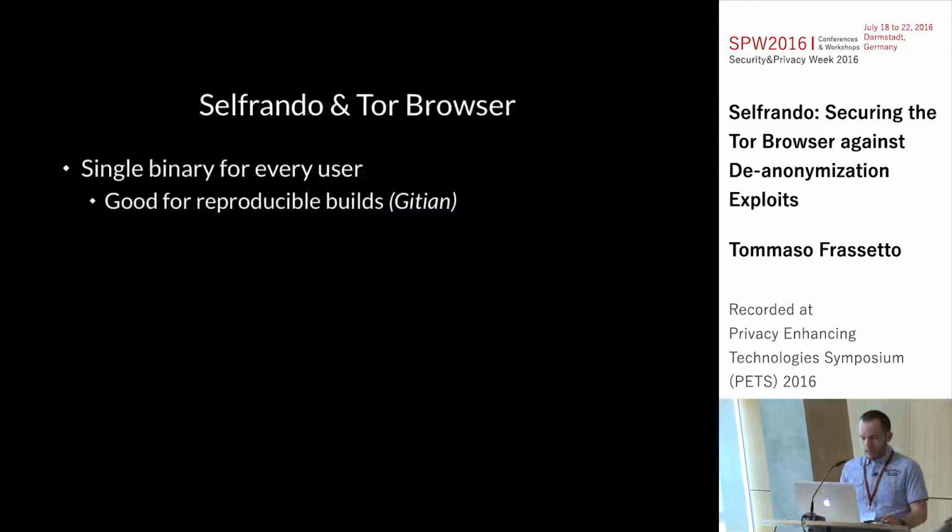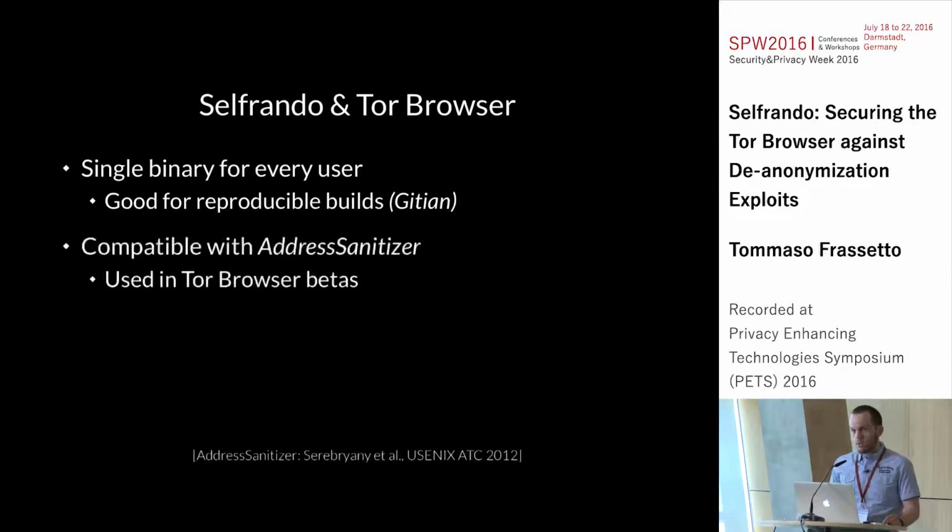Finally, let's take a look at Tor browser specifically. As we said, Selfrando provides a single binary that can be distributed to all users. And Tor browser, as you might know, uses a reproducible build system, which is Gitian, and this means that the same binary can be compiled by everyone, given the sources. This is to make anyone able to verify that the binary is not compromised. For this reason, having a load-time randomization solution is a very good fit for them.